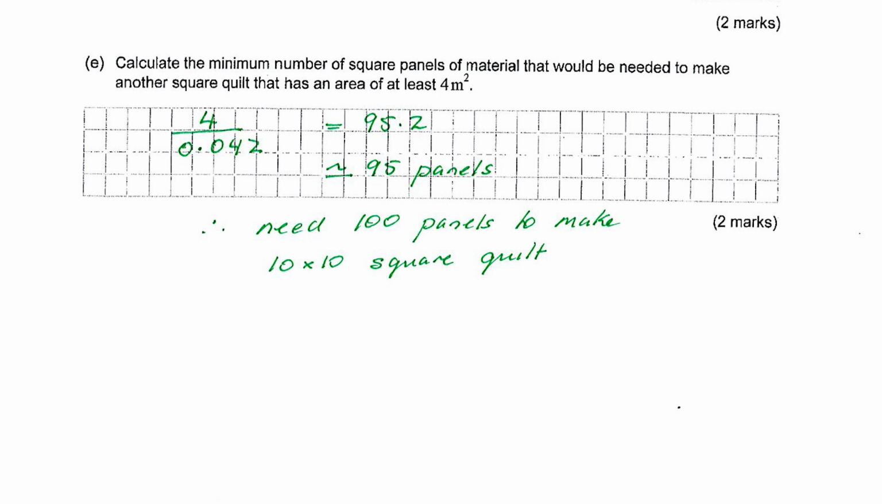So we needed a 10 by 10. So we needed 100 squares for that one. There were a couple of other different ways that they could show that, but they needed to recognise that it was going to be a square quilt, and so square dimensions were required.